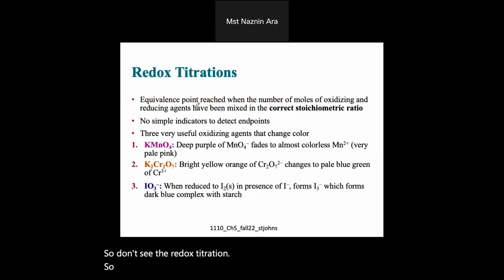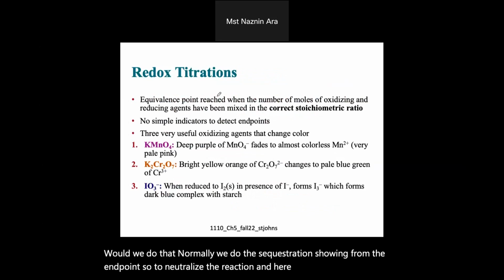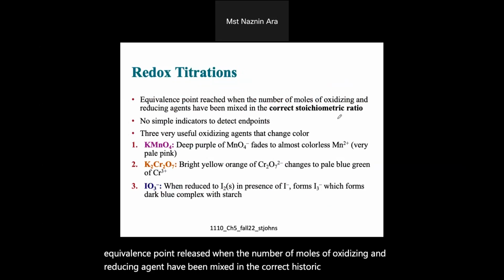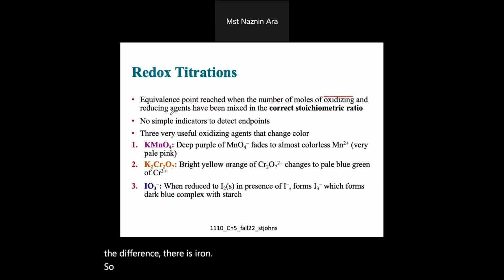Now let's see the redox titration. The equivalence point is reached. In titration, we know that normally we do the acid-base titration, find the endpoint, to neutralize the reaction. And here the endpoint, or equivalence point, is reached when the number of moles of oxidizing and reducing agent have been mixed in the correct stoichiometric ratio. So this is the difference.